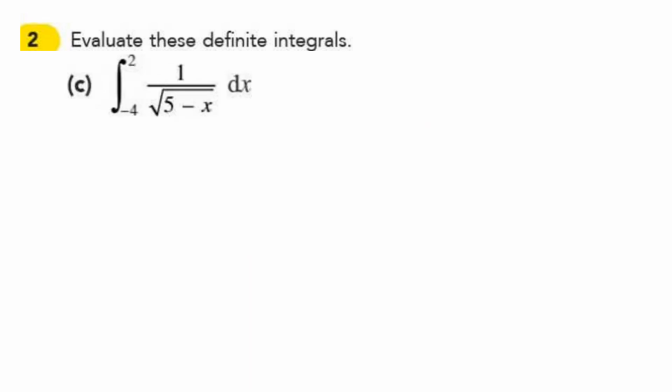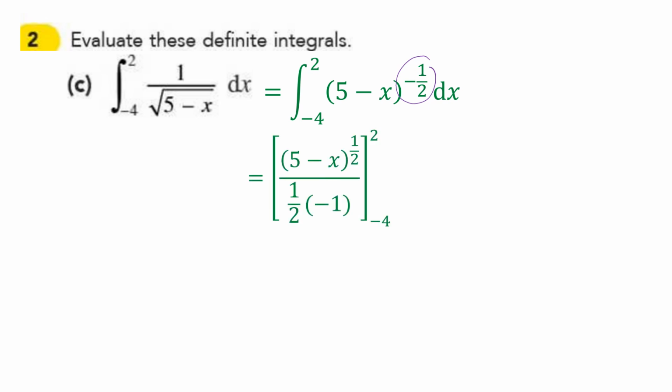Okay, let's look at the next one. For the next one, we have to write it as a negative index. So that will give us the bracket 5 minus x to the power negative half. How do we integrate it? We take the power plus 1, which gives half minus half plus 1, which is half. And then divide by half times the differentiation of whatever is inside the bracket.